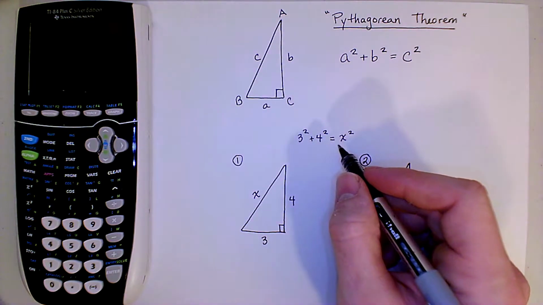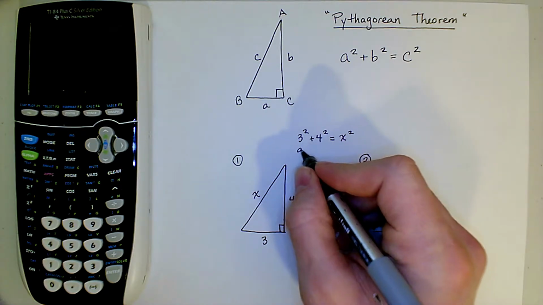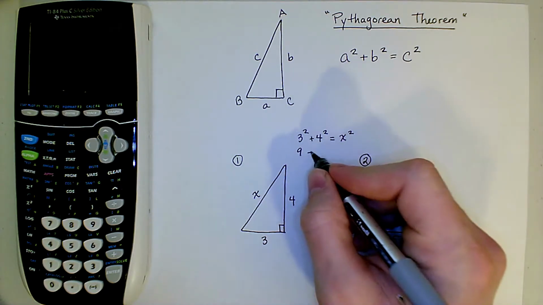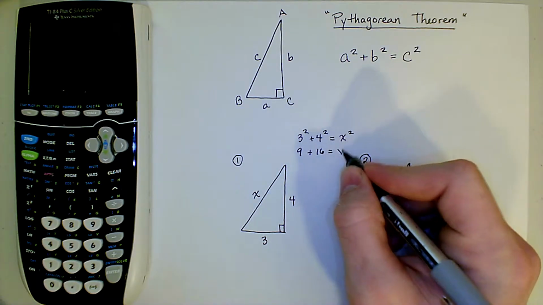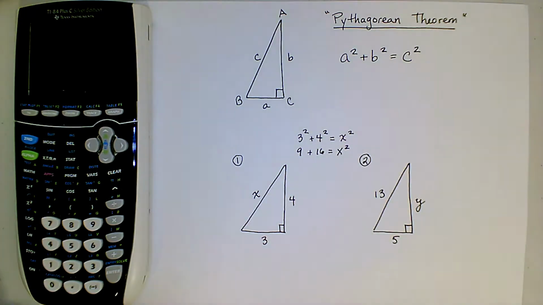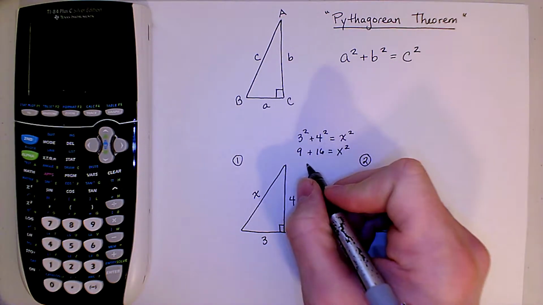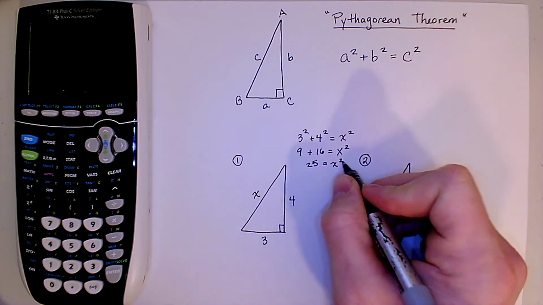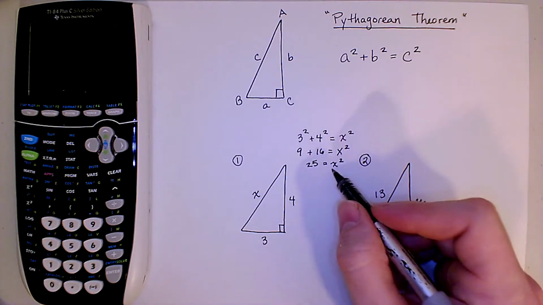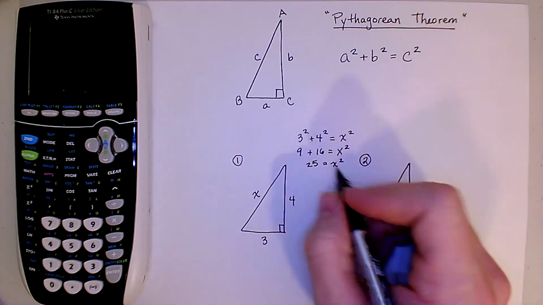I'm going to simplify this equation by carrying out the squares. So 3 squared is 9, 4 squared is 16, and x squared I'm keeping as x squared. If I add 9 and 16 together, I get 25. That equals x squared. And then to get the x by itself, I've got to remove the square that's attached to it, the exponent that's the 2.